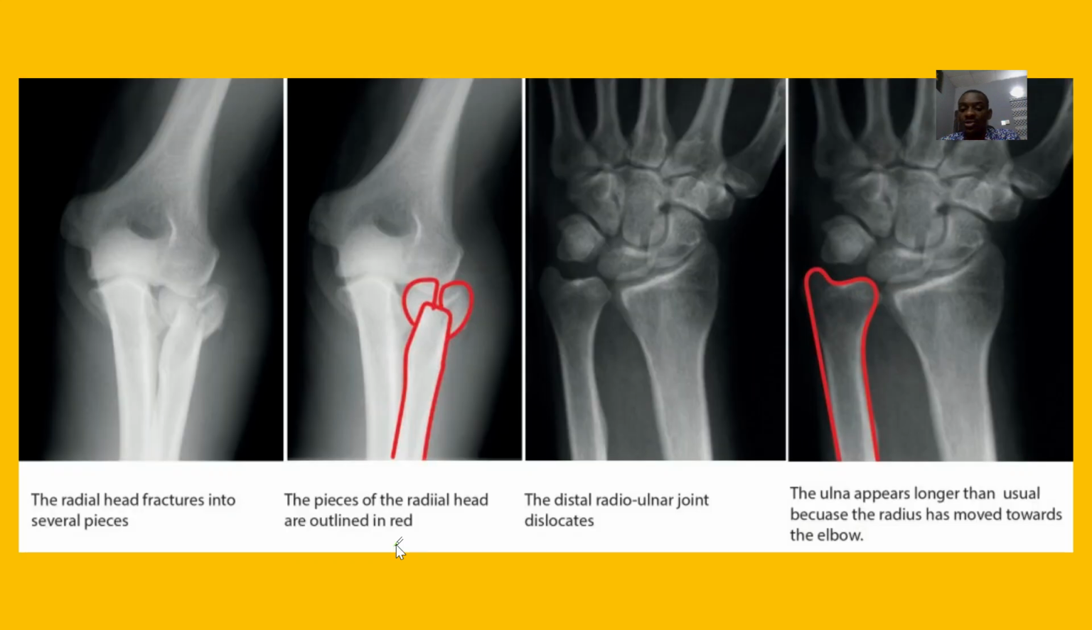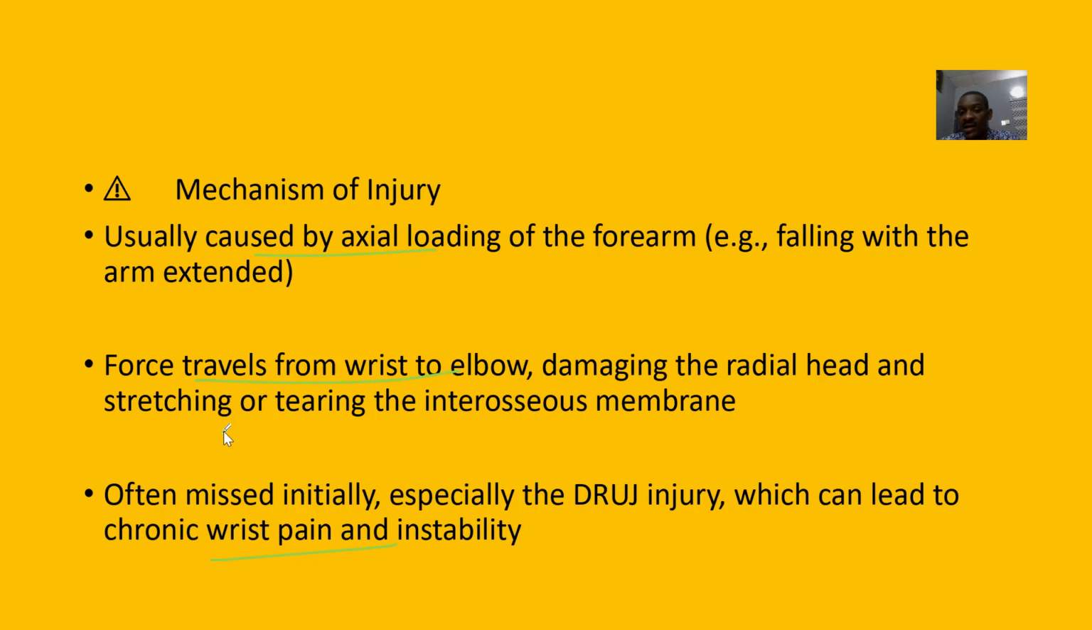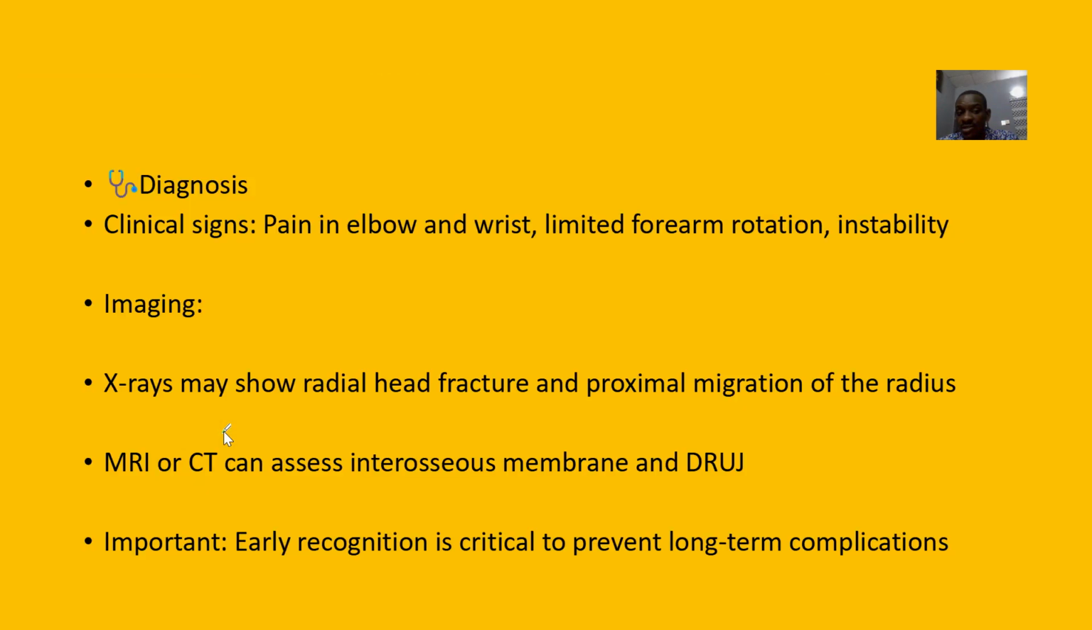You understand? So make sure you always diagnose and start the appropriate treatment. So diagnosis is by clinical signs: you are looking at pain in the elbow and wrist, limited rotation, and instability. They also go on to do imaging, just like I have here, to pick up the issue, with images like x-rays, MRI or CT scans and all of that.